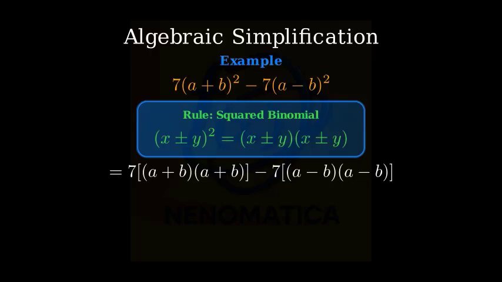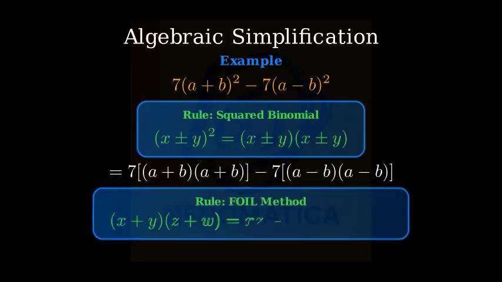Now, let's use the FOIL method to multiply the binomials. The FOIL method stands for first, outer, inner, last. This helps us multiply two binomials by multiplying the first terms, the outer terms, the inner terms, and the last terms, then adding all the products.